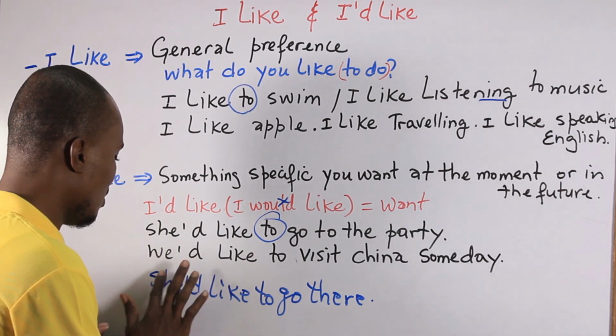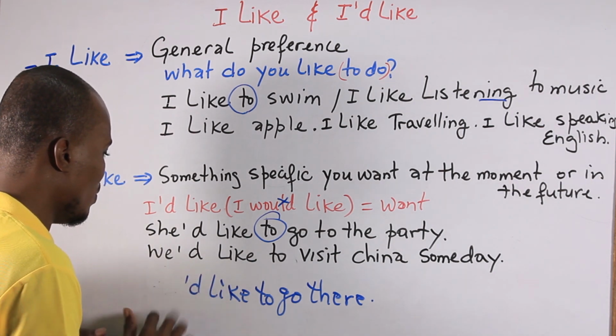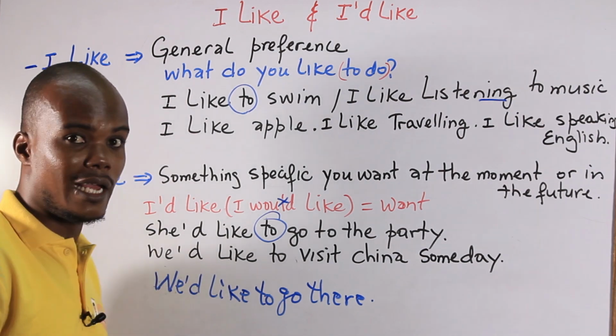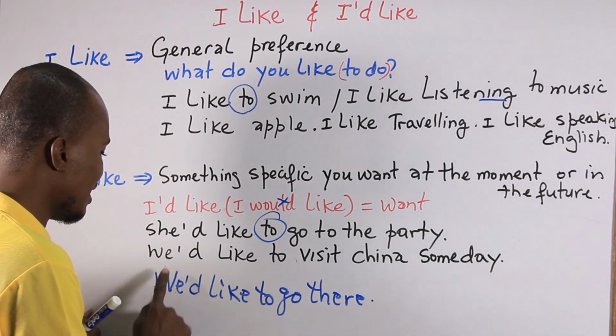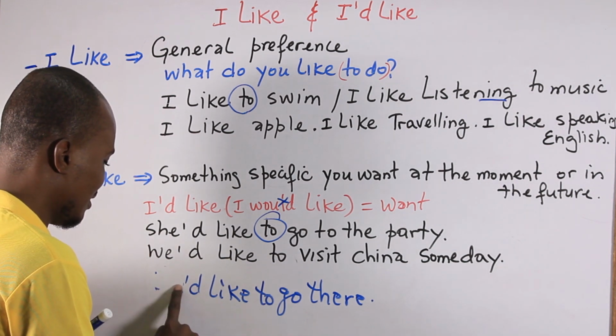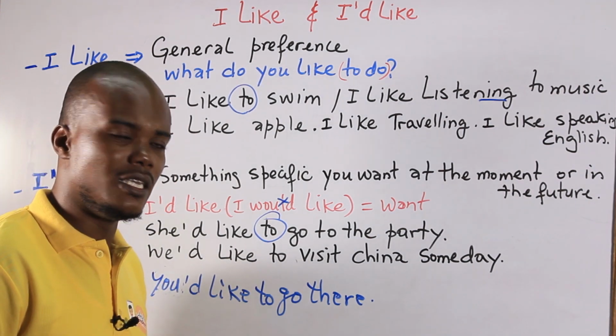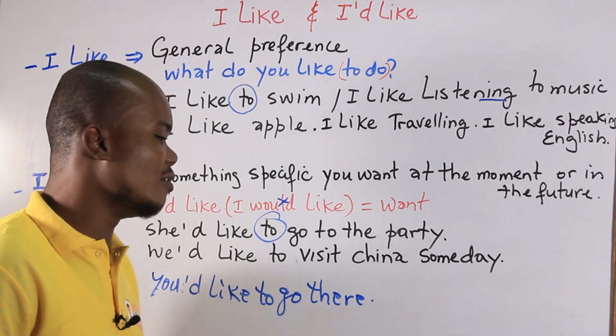You can say we'd like also. We'd like. You can say we'd like. Because we have she. You can say you'd like. You'd like to go there. Yes. You'd like to go there.